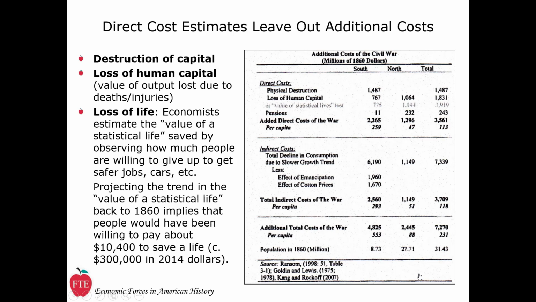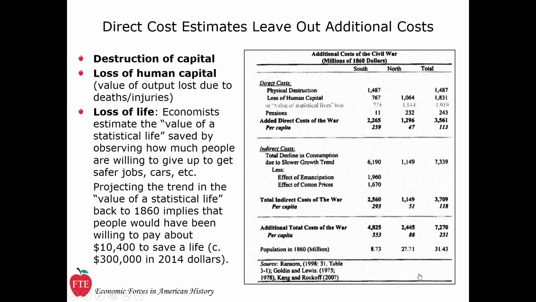What else needs to be added in? Well, what about the loss of not physical capital, but human capital? One way to measure that, the way that Roger Ransom uses in this table, is to look at the value of the output lost due to deaths and injuries. You got this 20-year-old kid who's probably going to live to be, I don't know exactly what the life expectancy of a 20-year-old was then, but let's say 65. During the course of his life, he was going to be working on the farm, working somewhere and producing stuff. And so that gets subtracted out.